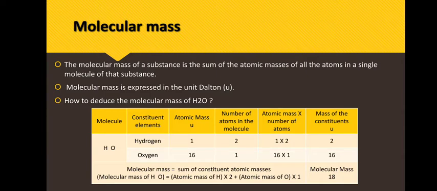So for molecular mass there is a formula: sum of constituent atomic masses, right? So the formula is given. You can use this formula for compounds like carbon dioxide, carbon monoxide, hydrogen peroxide. Please, for your practice, do that at home.